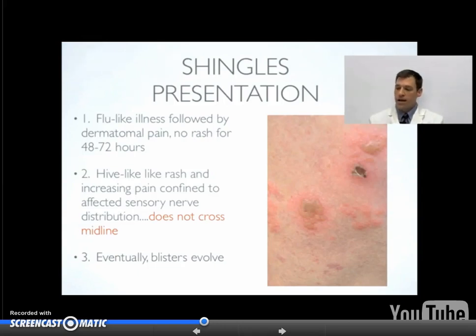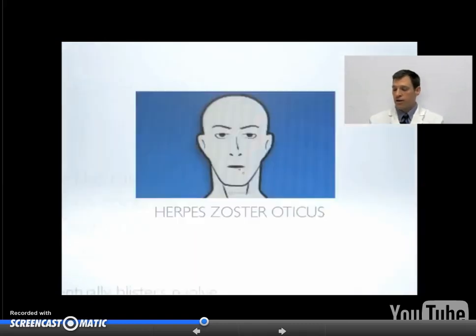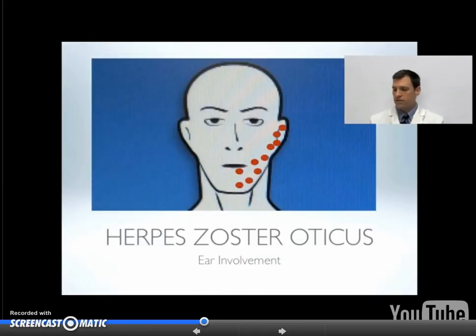Usually there's pain but no rash for the first 2 or 3 days. Later, it erupts as a hive-like rash, and eventually it can progress to blisters. Sometimes they're hemorrhagic or bloody blisters. It's important to note that it's in one region and it does not cross the midline of the body. Eventually, blisters evolve, and it's quite painful in most cases.